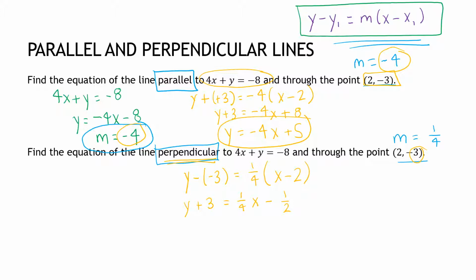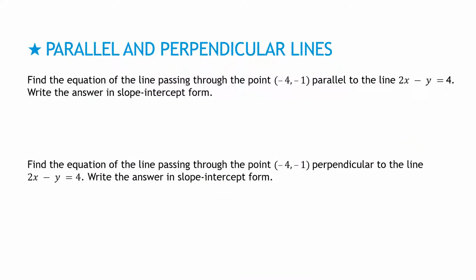You could also turn that into a decimal because it's a nice decimal. Then I'm going to subtract 3 from each side, so y equals 1/4 x, and I'm just going to write minus 3.5, or you could write minus 7/2. And that is my perpendicular equation. Again, feel free on your own to verify that with a graphing calculator. So here's a question for you to try on your own. Go ahead and give it a try, and when you're done, press play to see how you did.